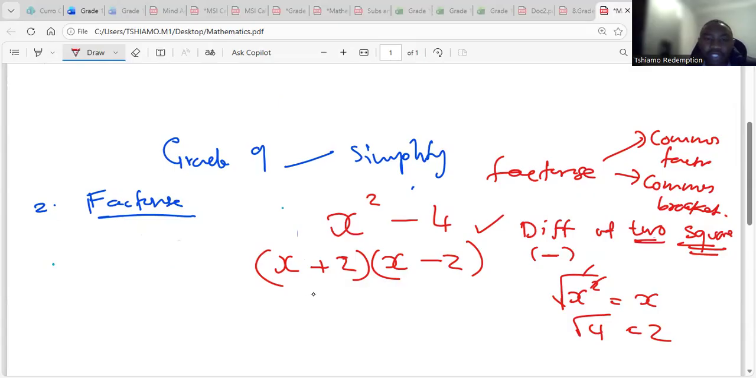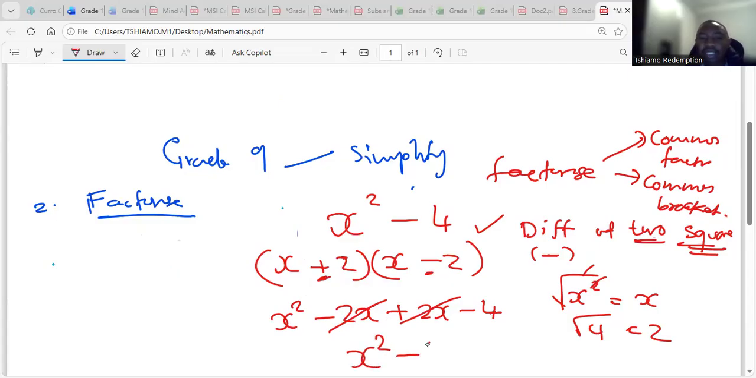But let's prove and check if this is correct. So always check inside the brackets, the signs must be different. So let's multiply out: x² − 2x + 2x − 4. Negative 2x and positive 2x, we're going to cancel out because that's like 2 minus 2 is 0. So the middle terms fall off. And then you're left with what? x² − 4, which is what was given originally. So the difference of two squares, if I were to do FOIL on it, it has to take me back to the original question.